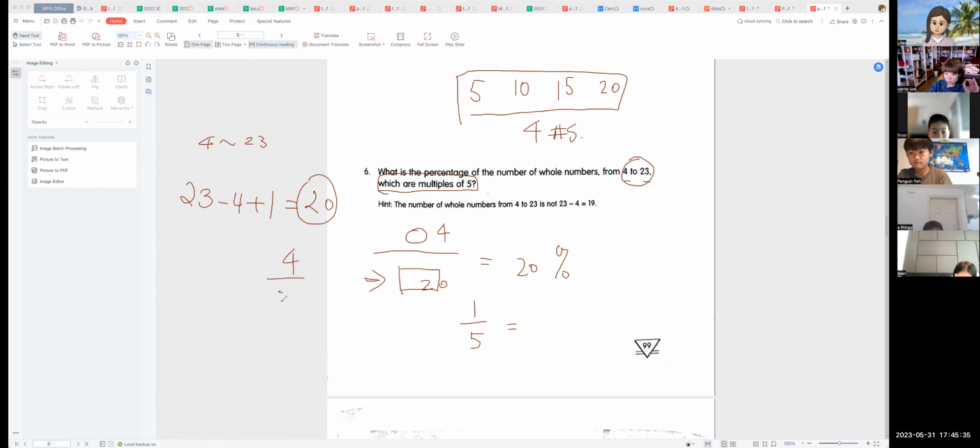So I think 4 over 20, divided by 4 equals 1, divided by 4 equals 5. So 1 over 5 equals 20%. So that is the percentage of whole numbers from 4 to 23 which are multiples of 5. Understand, Ansel? There are altogether 4 numbers from 4 to 23 that are multiples of 5. It's 5, 10, 15, and 20. And altogether, how many whole numbers are there from 4 to 23?